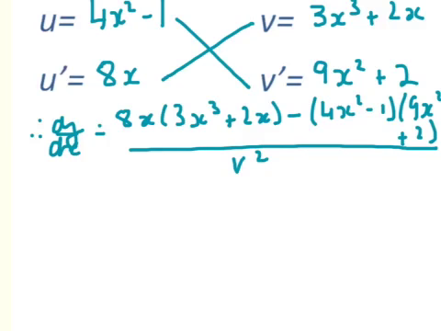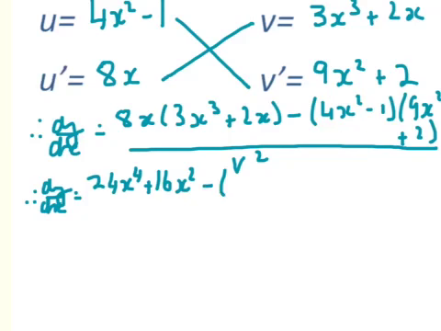Okay, what have we got now? We've got some expanding to do. dy dx will equal 24x to the power of 4 plus 16x squared. Now we've got a bit of a binomial expansion going on here, so I'm going to put that in brackets. It's 4x squared minus 1 times 9x squared plus 2. You can use FOIL here, just to repeat that. FOIL. And what I'm talking about is expanding this binomial product here.